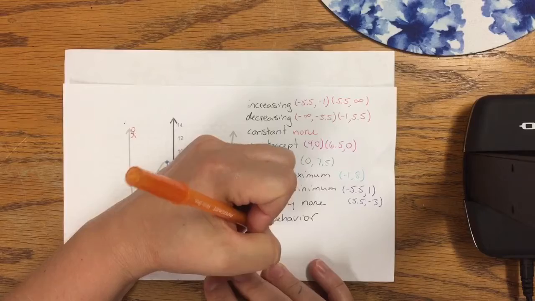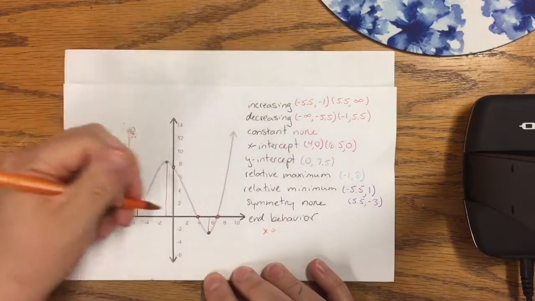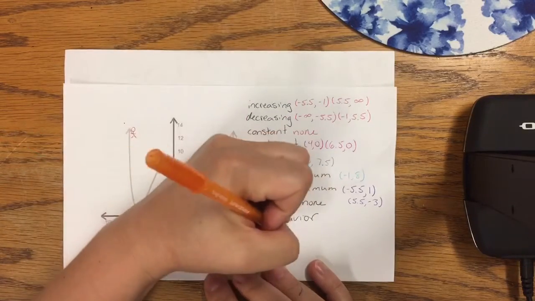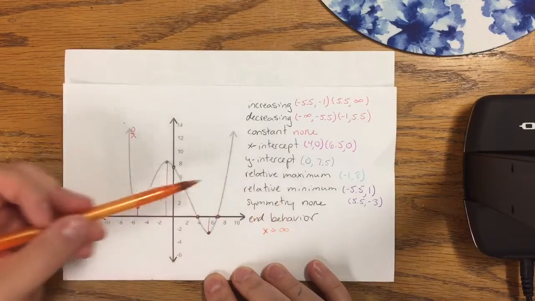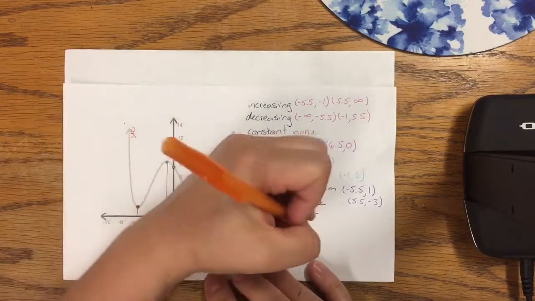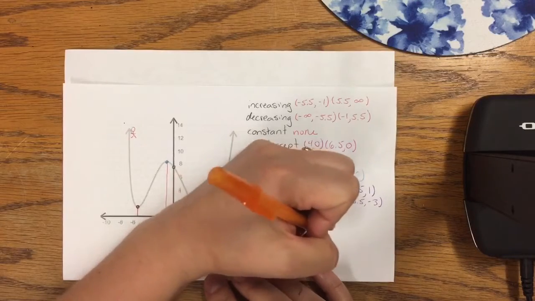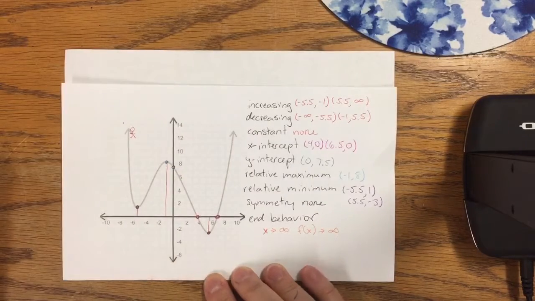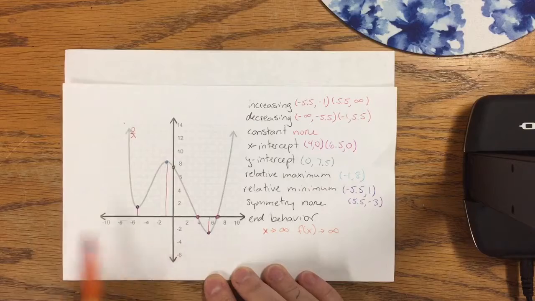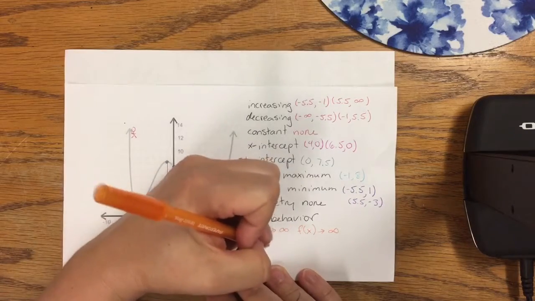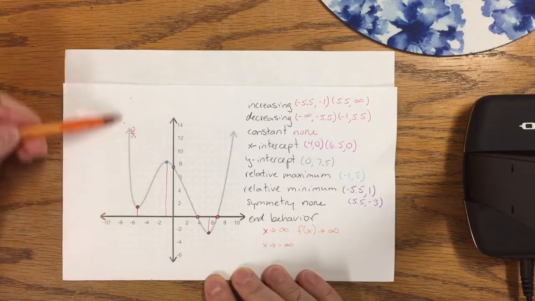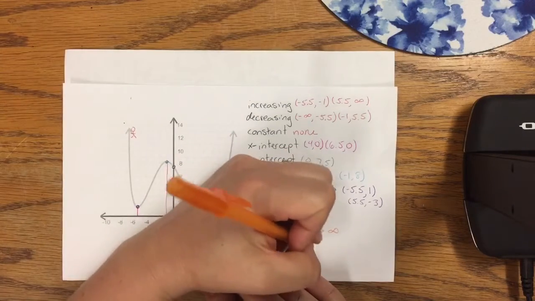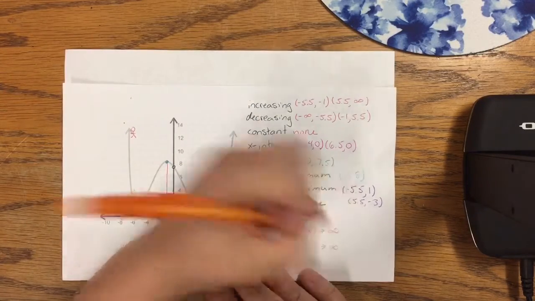So as x approaches, we'll go to the right first. As x goes towards positive infinity, which direction is my function going? It's going up. So my function must be approaching positive infinity. If I go to the left, as x gets more and more negative, where is my function pointing? It's pointing up. So up must also be positive infinity.